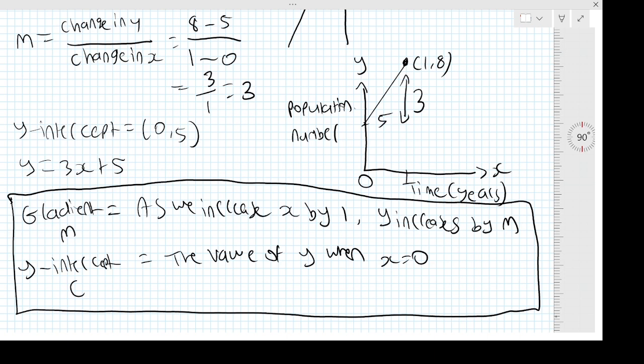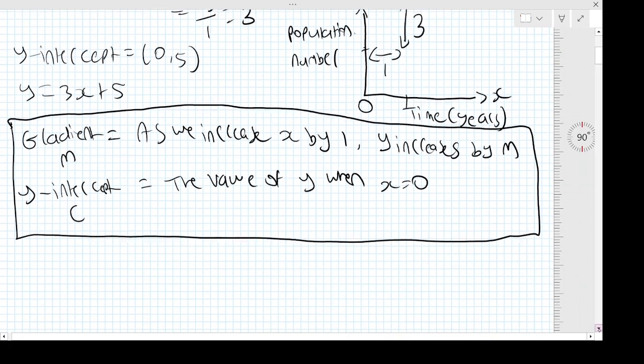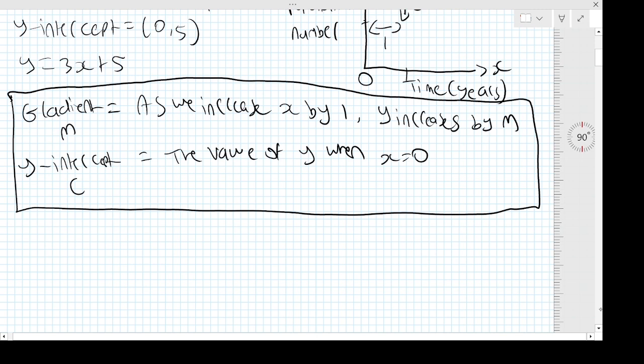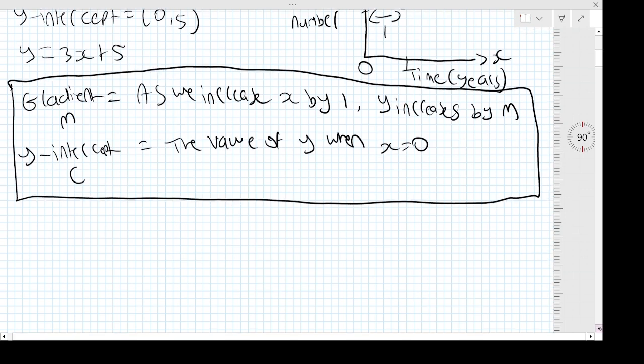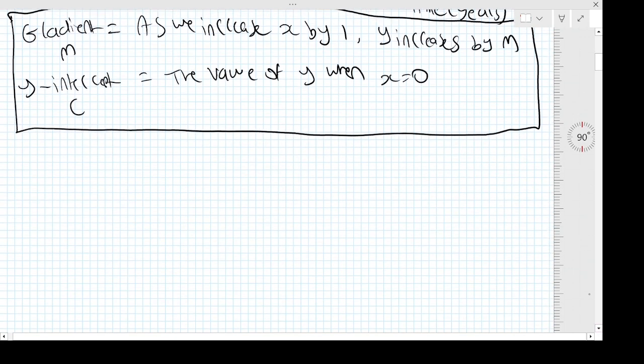The fact that as x goes up by 1, the y value jumps up by 3, which is the gradient, okay? And then the y-intercept is the initial value of y. So that's when x is 0, okay? It might seem fairly obvious-ish, but it's important to state it because you'll see in a minute there will be questions where we will need to explain what these two things mean.